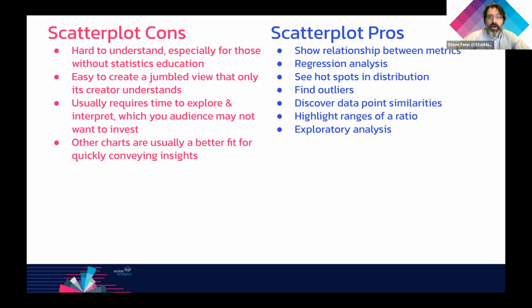The strengths of scatter plots: they're there for exploring a relationship between metrics. That's what they do. With regression analysis, you can also find hotspots in the distribution of your data between those X and Y axes. You can quickly find outliers. Now, this can be a big part in exploratory analysis. Maybe you discover a data error through a scatter plot, and that informs how you circle back in Tableau Prep, Alteryx, or in the worst case, Excel, and get rid of those outliers that shouldn't have been there in the first place. You can also look at some similarities between data points, highlight ranges of a ratio. Exploratory analysis, again, is the core strength of these, in my opinion. But let's look at some examples of that.